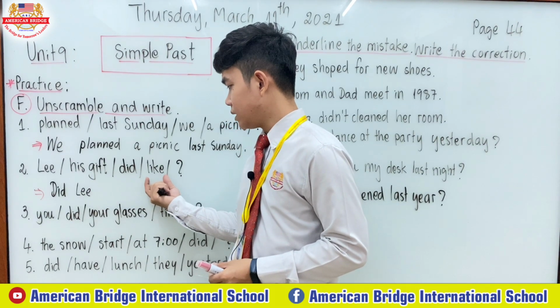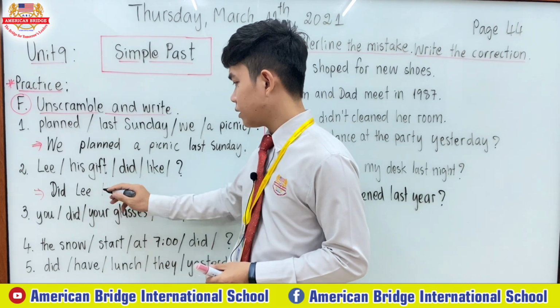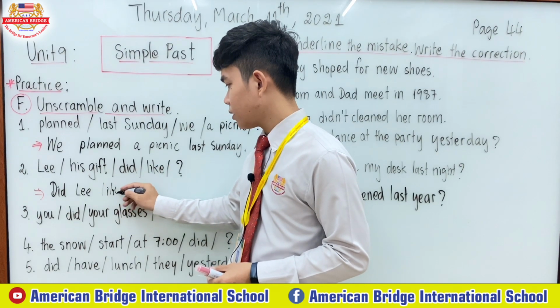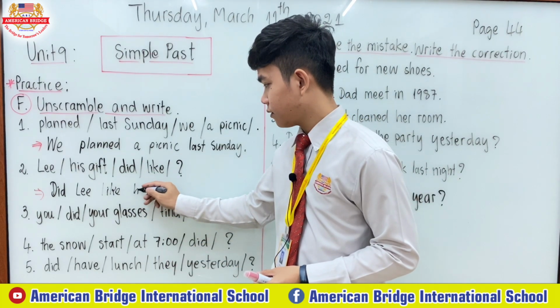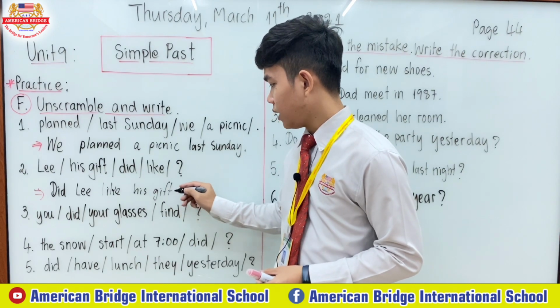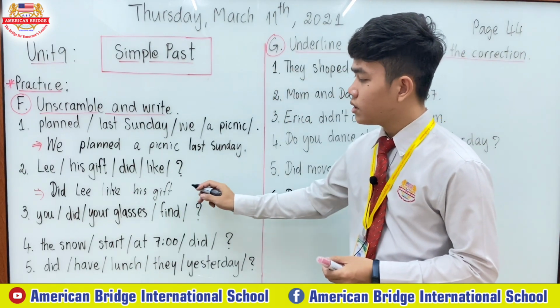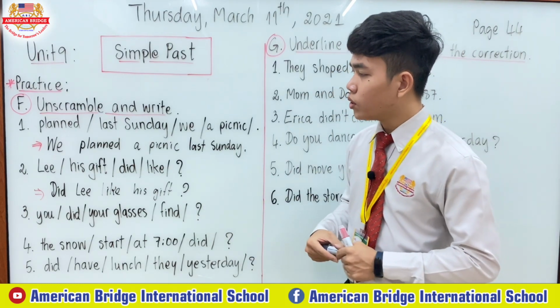Our verb is the verb like. Did Lee like what, everyone? Yeah, like his gift. Okay, and then you need to put a question mark. Very good.